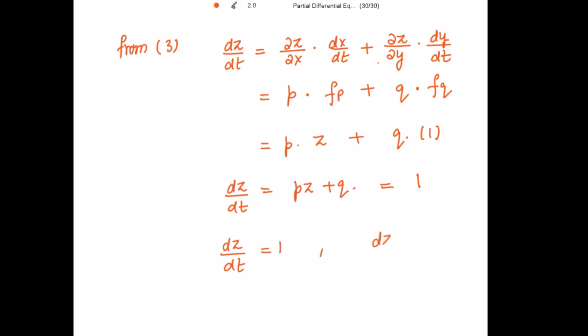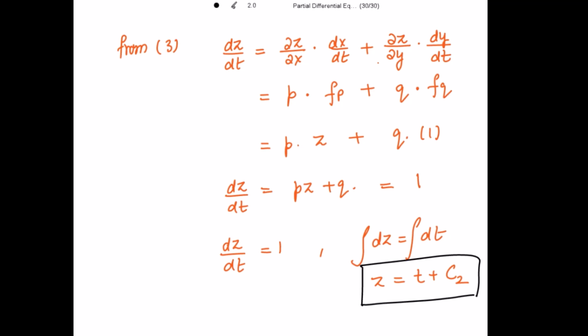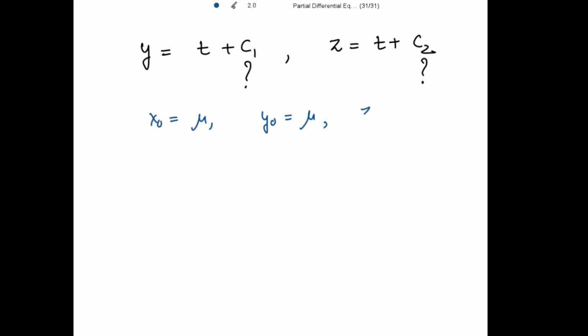And if I integrate both the sides, we get z to be equal to t plus the constant c2. So z is t plus c2, right? So we have got our y to be equal to t plus c1 and z to be equal to t plus c2. We need to find these two constants. What are the initial conditions? x0 is equal to mu, y0 is equal to mu, and z0 is equal to mu divided by 2.